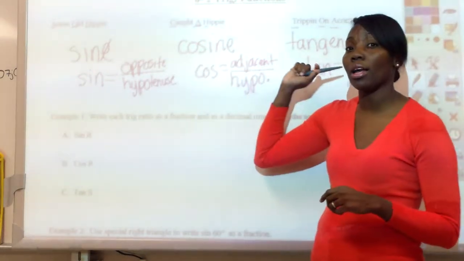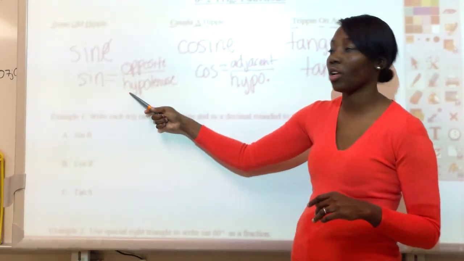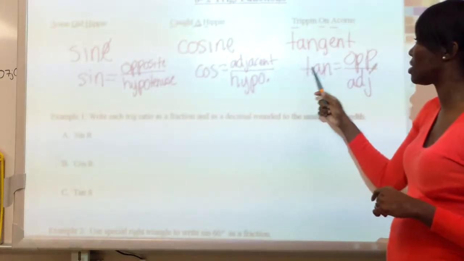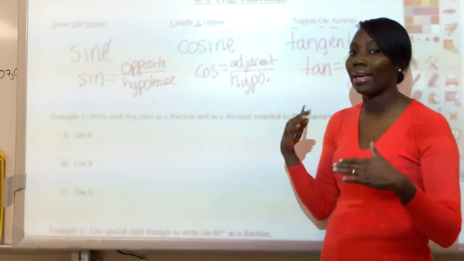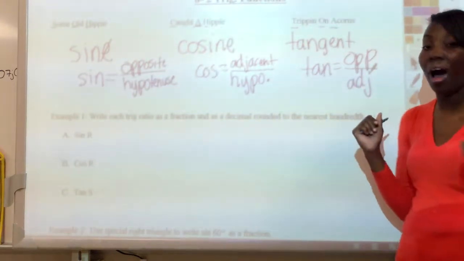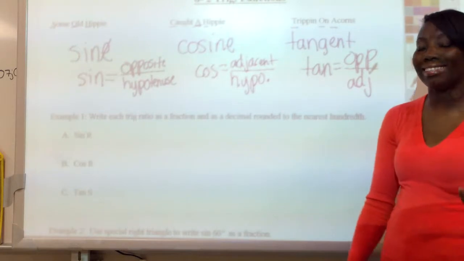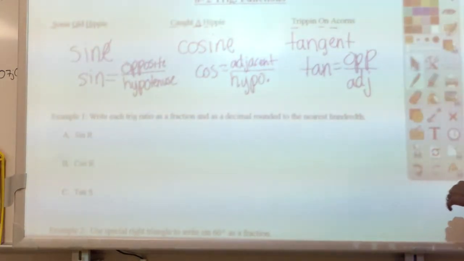So some old hippie caught a hippie tripping on acorns is S for sine equals opposite over hypotenuse. Cosine is adjacent over hypotenuse. Tan is opposite over adjacent. And right here on example 1, everybody get that down, pause if you need to, copy it down. We're going to look at some examples and you'll be able to see what I'm talking about on an actual right triangle.